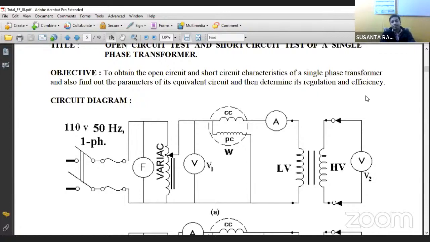on the low voltage side. Now, what is the objective of performing this open circuit and short circuit test? The main objective of performing the open circuit and short circuit test is that we want to determine different parameters.